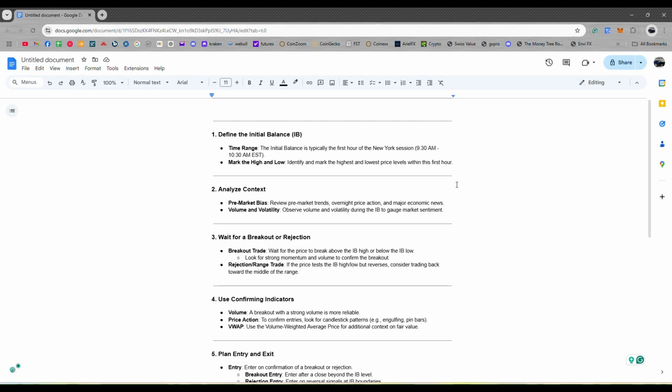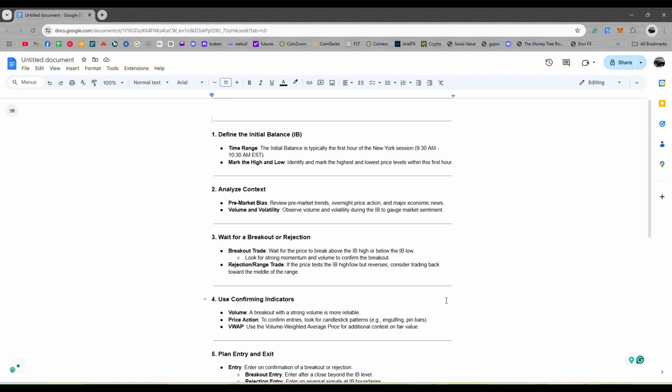Okay, let's look back at our pre-market bias. I always review pre-market trends, what the overnight price action is. Just watch out for news. Volume and volatility, of course, 8:30 to 9:30 are your most volatile times. So you could be in and out. You could be done with your trades within that hour.